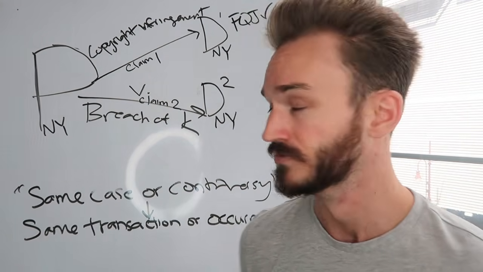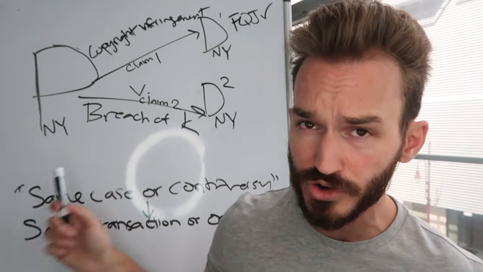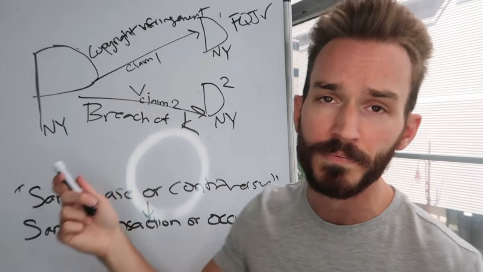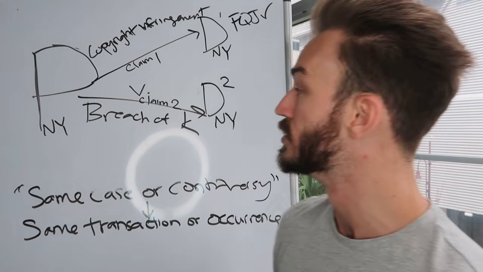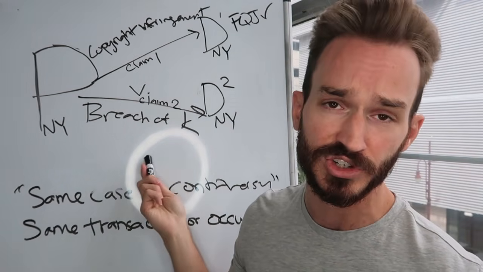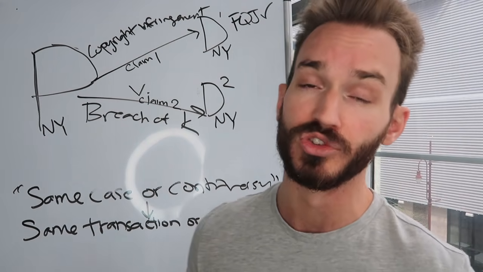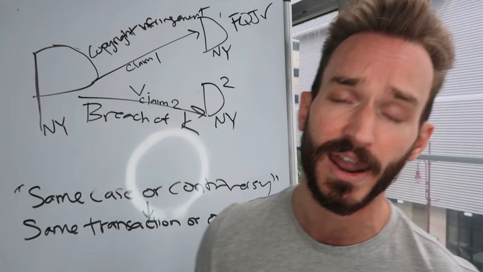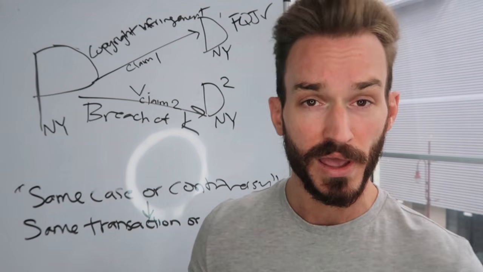Which means, does claim number 2, breach of contract, arise out of the same transaction or occurrence as claim number 1? If the answer is yes, then the court will have supplemental jurisdiction over claim number 2. If the answer is no, then the court won't have supplemental jurisdiction. This claim will have to satisfy jurisdiction independently.